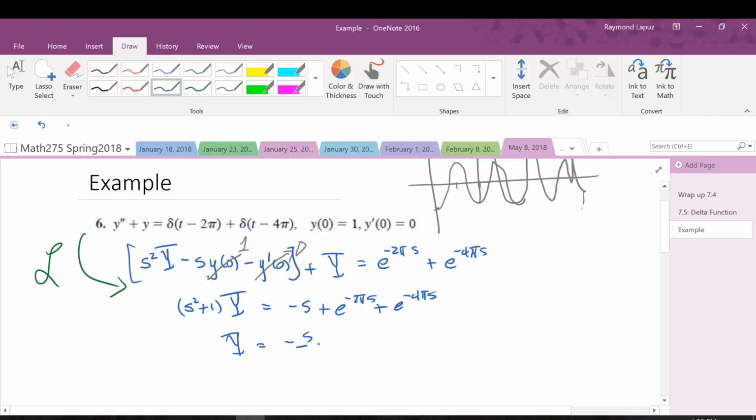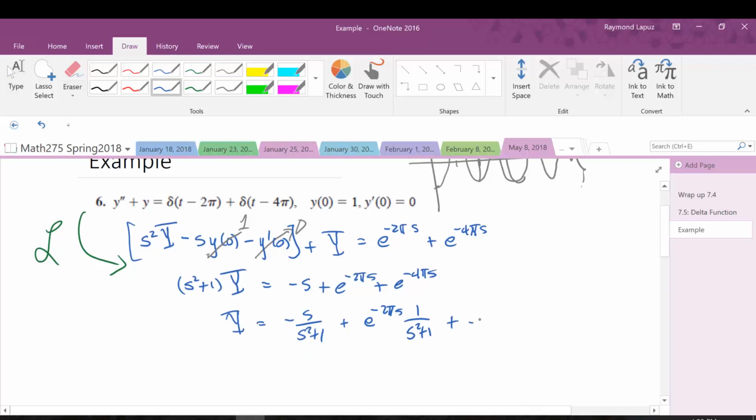So s over s squared plus 1. That looks like the cosine, right? And then we have e to the minus 2 pi s times 1 over s squared plus 1. That looks like a sine with a shift. And then we have another sine with a shift.